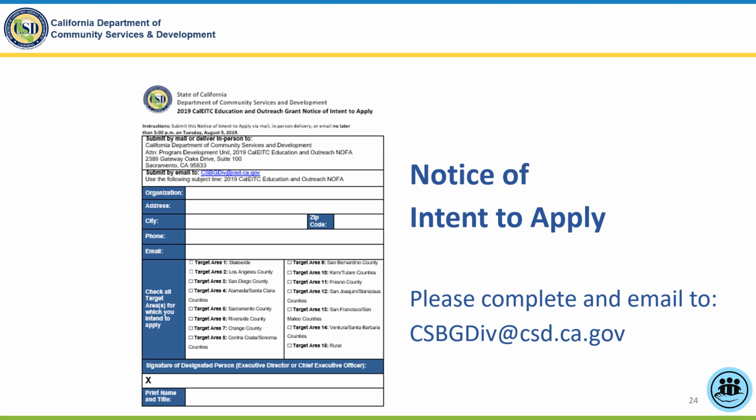By submitting a Notice of Intent, applicants assist CSD with estimating the number of evaluators needed to score applications. The Notice of Intent can be either mailed, hand-delivered, or emailed to CSD, and all address options are listed on the form. If you are considering applying for multiple target areas, you only need to submit one Notice of Intent with the desired target areas checked.